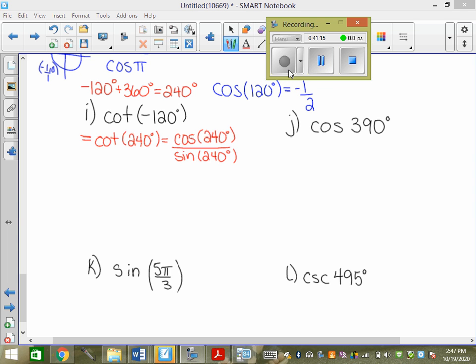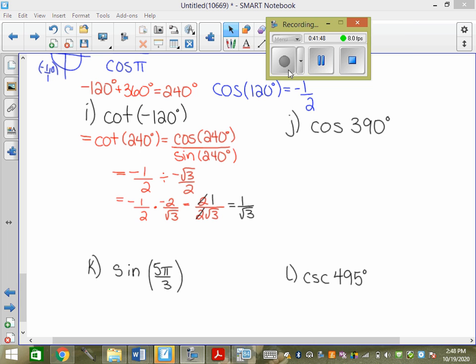What is cos of 240? Is it a half? Negative a half? Divided by root 3 over negative root 3 over 2. So that's me negative a half times negative 2 over root 3, which equals 2 over 2 root 3. The 2's cancel. So it's 1 over root 3. And then I need to rationalize. So I'm going to get root 3 over 3.